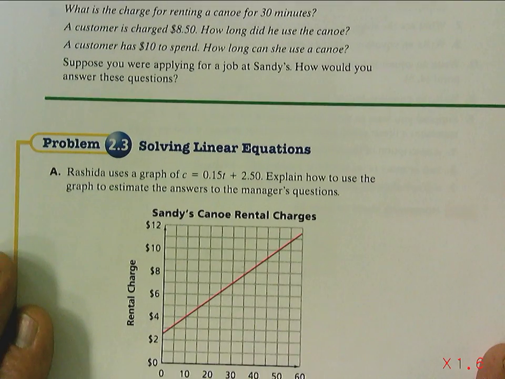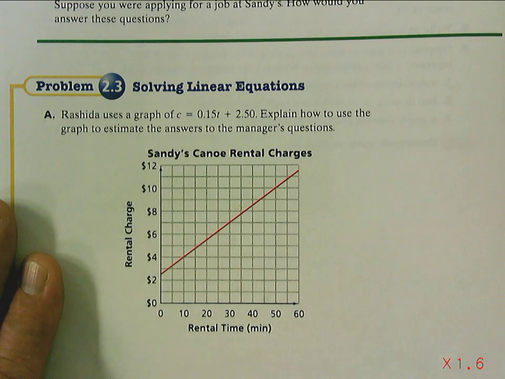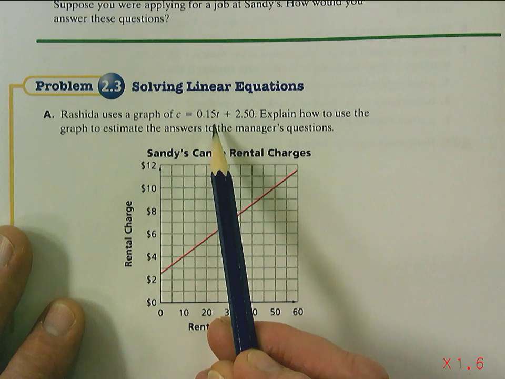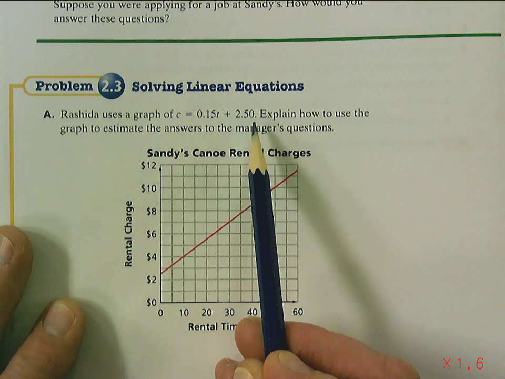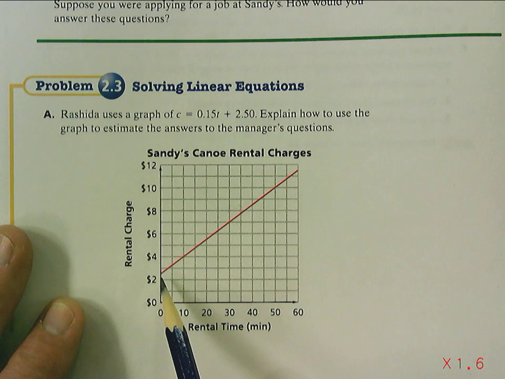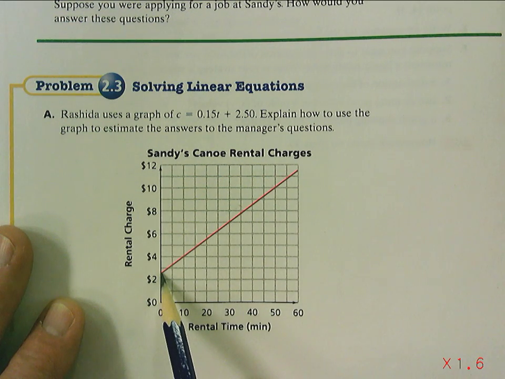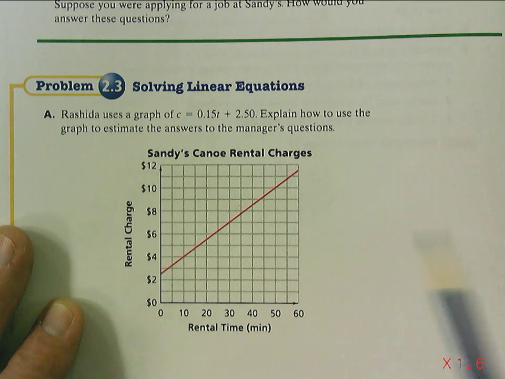So if all we have is the graph in this case, and we have the equation that goes with the graph, the cost of renting canoes is 15 cents per minute plus the $2.50 charge that goes with renting the canoes for however long you rent them. So you can see that $2.50 charge right here in the y-intercept where this crosses the y-axis. That $2.50 shows up right there, and then it increases by 15 cents per minute as you go. So some of these will be pretty easy to figure out just using the graph.